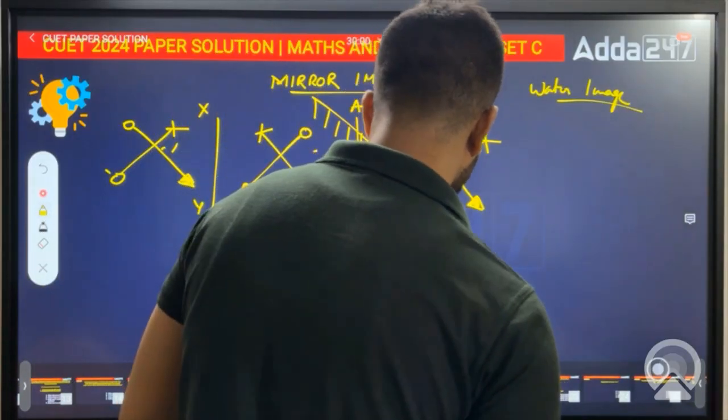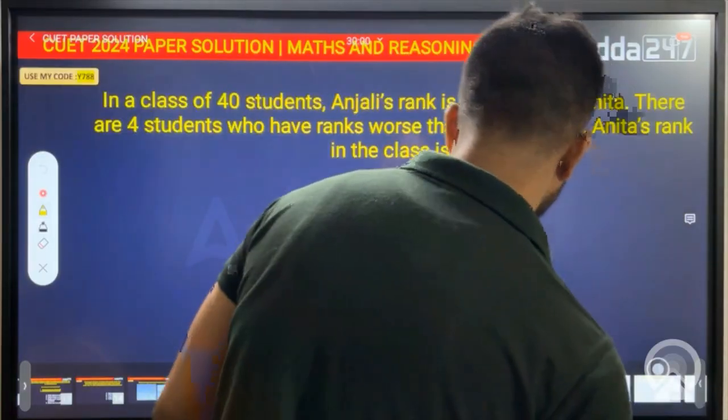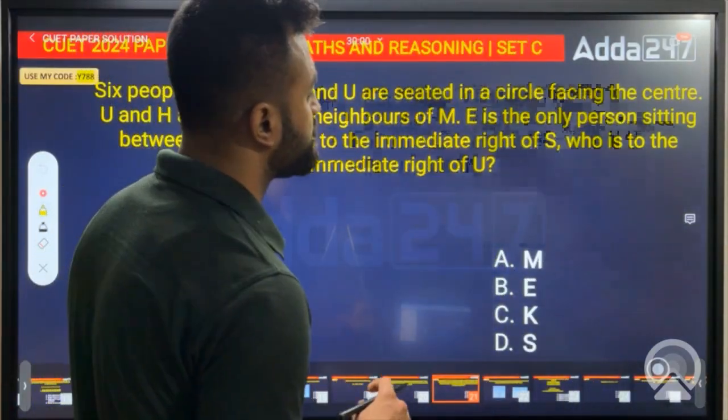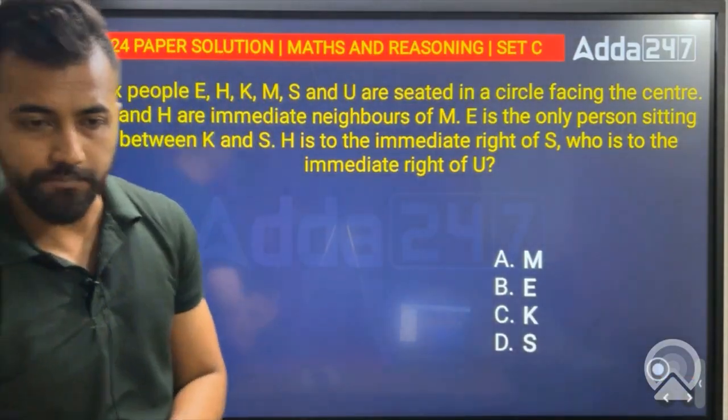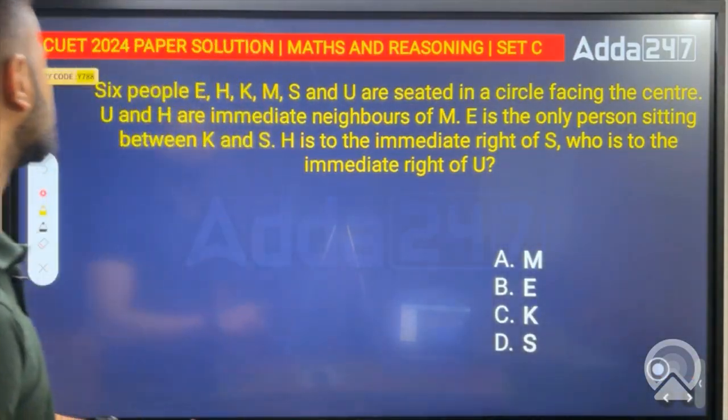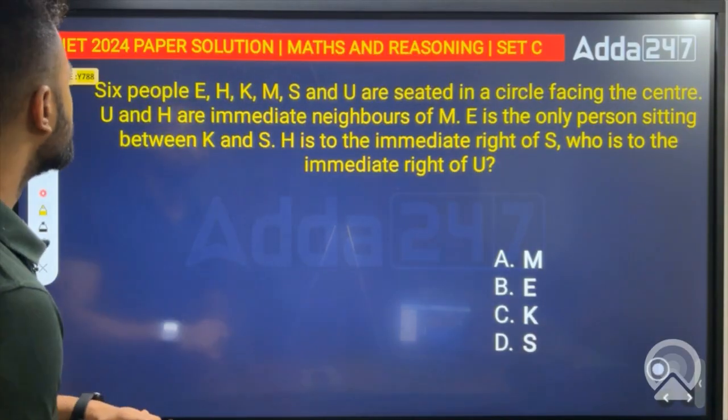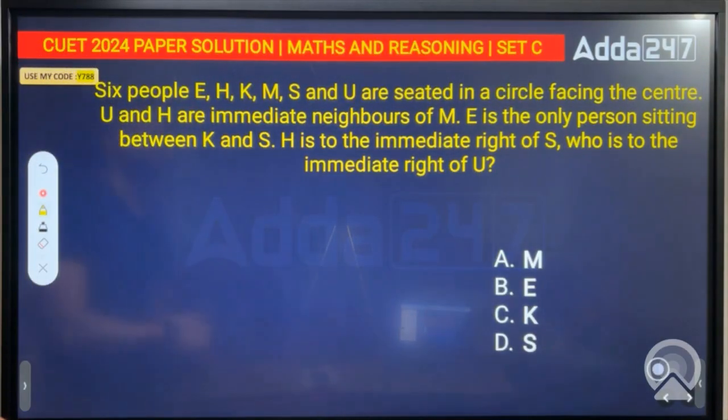Sitting arrangement is very important for us. We have covered this topic, but let's do it together now. Six people E, H, K, M, S and U are seated in a circle facing the center.